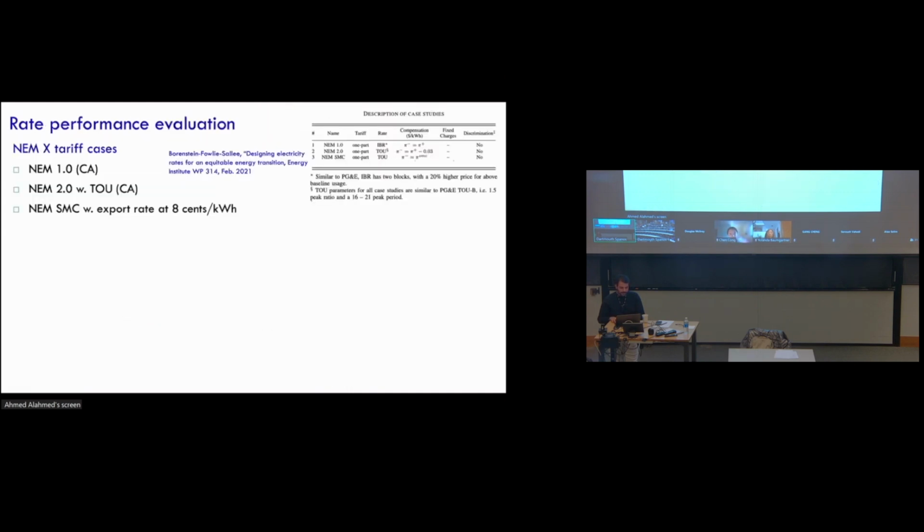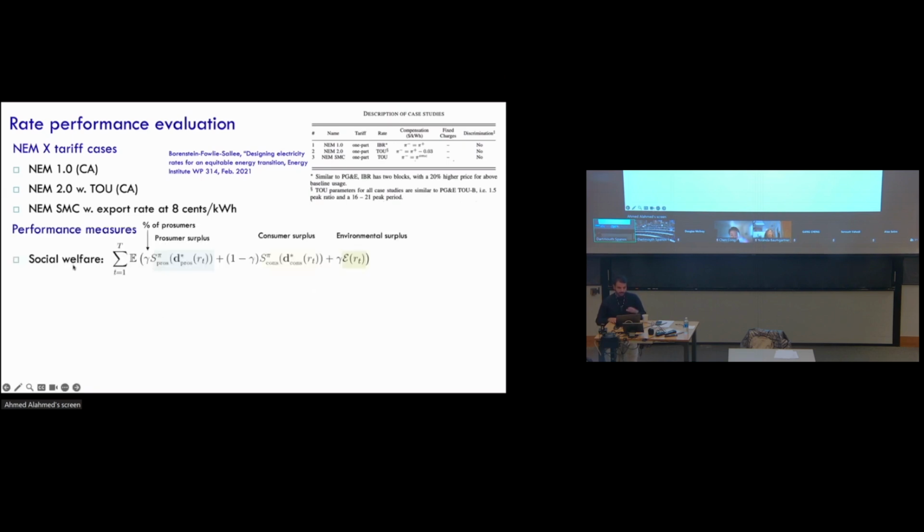So we analyzed 3 net metering cases: net metering 1.0, which is the Californian version of net metering 1, net metering 2.0, again the Californian version, which has a time of use component, and net metering with a social marginal cost compensation, which is almost a compensation at the wholesale market price.